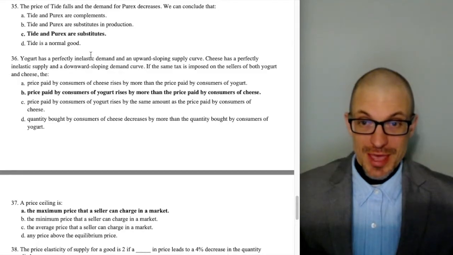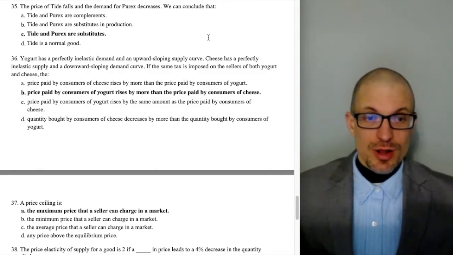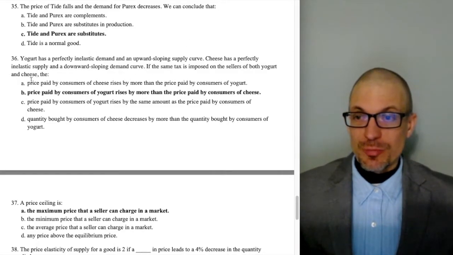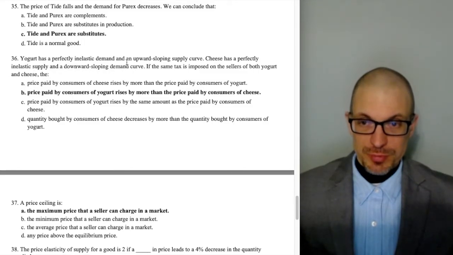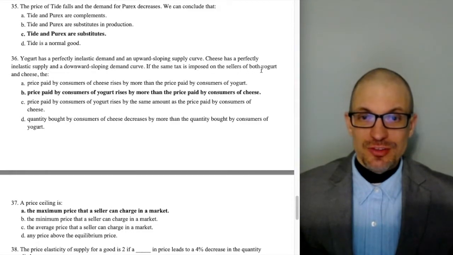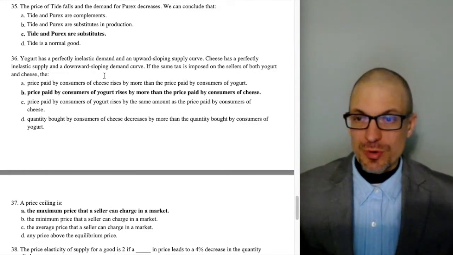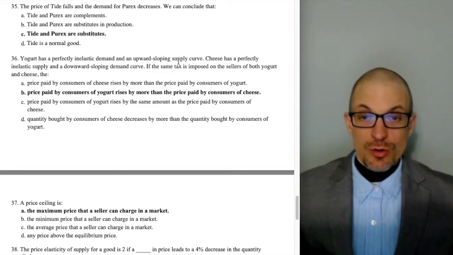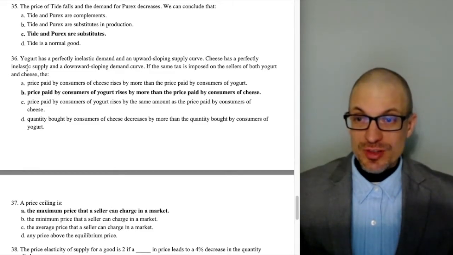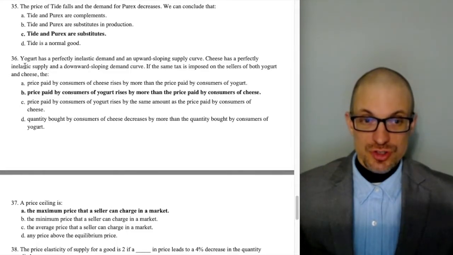Okay, so yogurt has a perfectly inelastic demand and an upward sloping supply curve. So vertical demand curve, standard upward sloping supply curve. Cheese has a perfectly inelastic supply curve and downward sloping demand curve. Cheese has a vertical supply curve. If the same tax is imposed on sellers of both yogurt and cheese, then, cheese has a perfectly inelastic supply, so sellers will bear the entire burden of the tax for cheese.